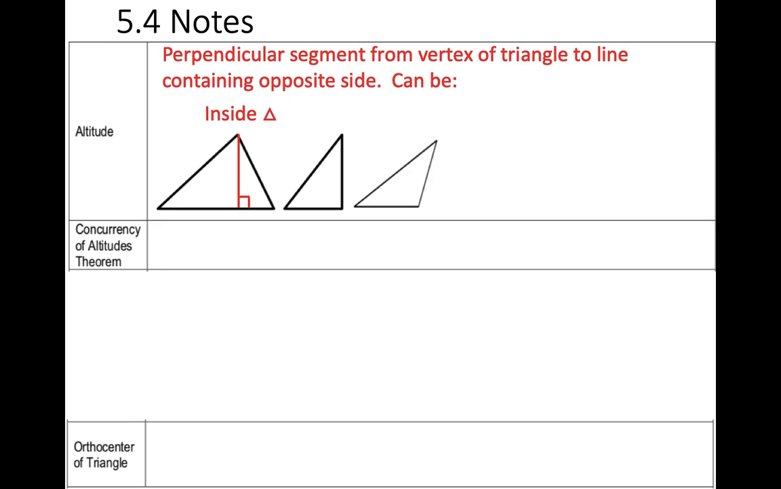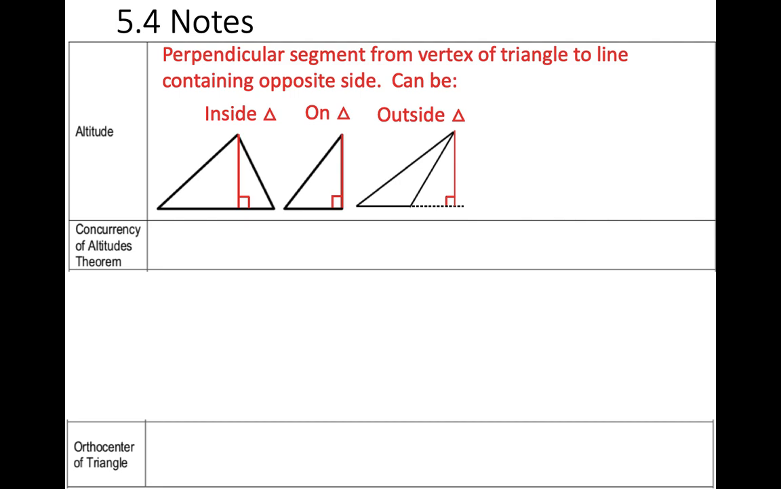The altitude can be on the triangle. If it's a right triangle like this, then the altitude is actually one side of the triangle. And if it's an obtuse triangle like the one on the right, it can actually be outside the triangle, looking like this. You have to extend the base out, in this case to the right, and then you can see how the altitude starts at the vertex and then is perpendicular to the line containing the opposite side.